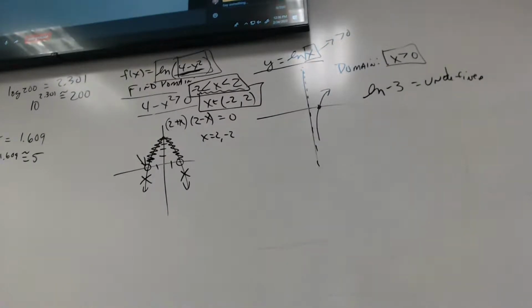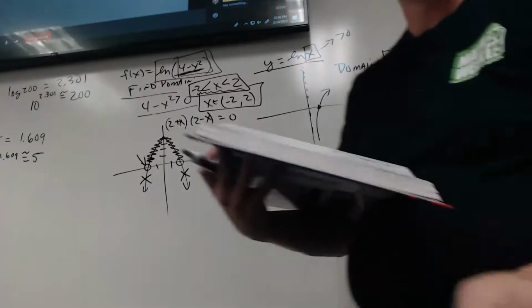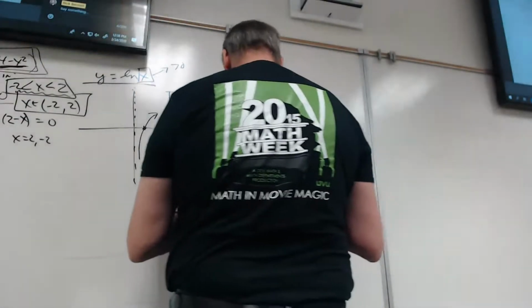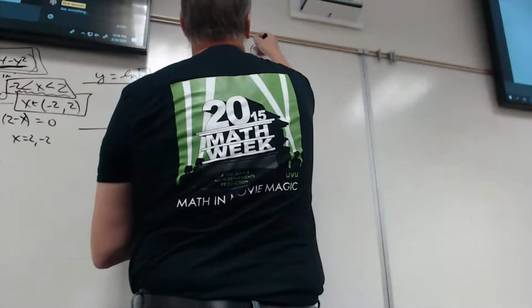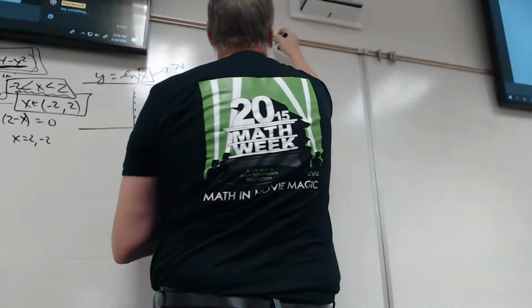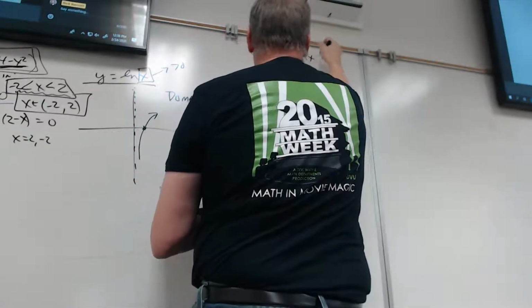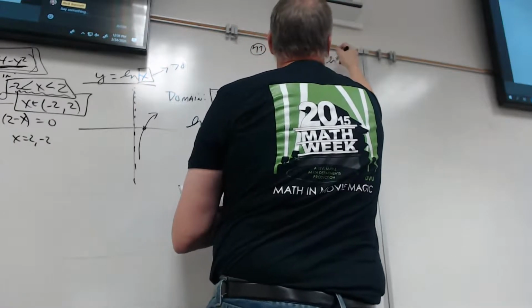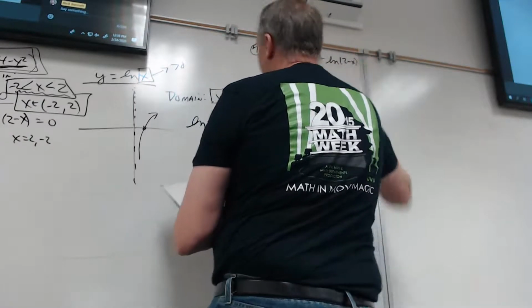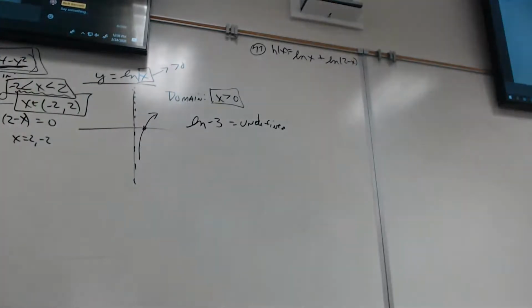All right, so let's talk about this one here. This is number 77 in the homework, although I didn't assign it. h of x equals the ln of x plus the ln of 2 minus x. I'm going to open it up to everybody: do you have any idea how to find a domain?